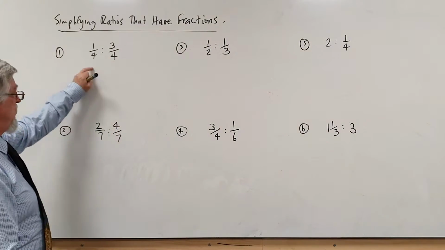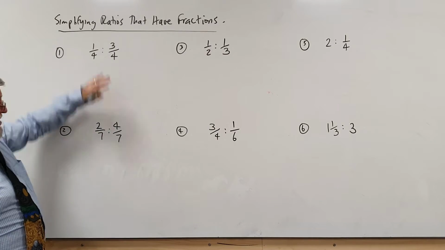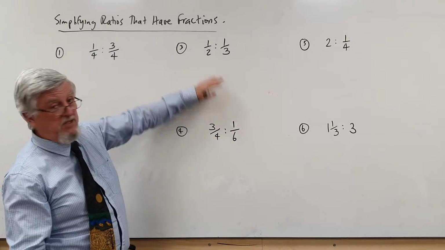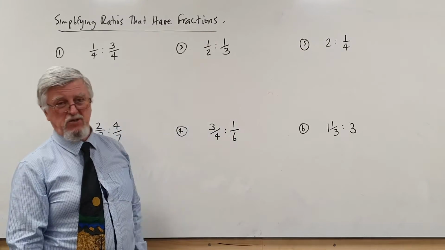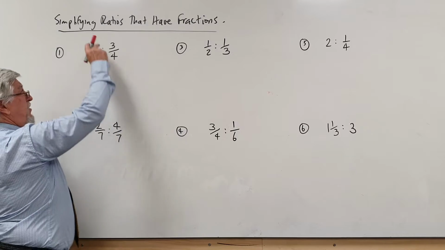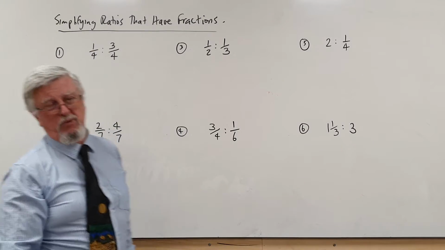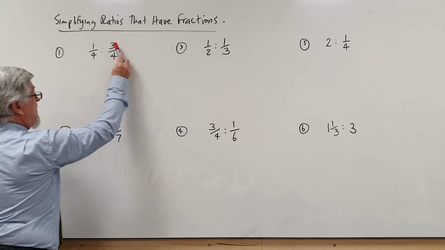But if I've got 1/4 compared to 3/4, now some of you looking at this video will go, too easy, too easy. Maybe you jump ahead and just go straight to a couple of these and make sure you're okay. Don't watch the video all the way through. If I've got 1/4 to 3/4, a lot of people will look at it and just say that's 1 to 3.